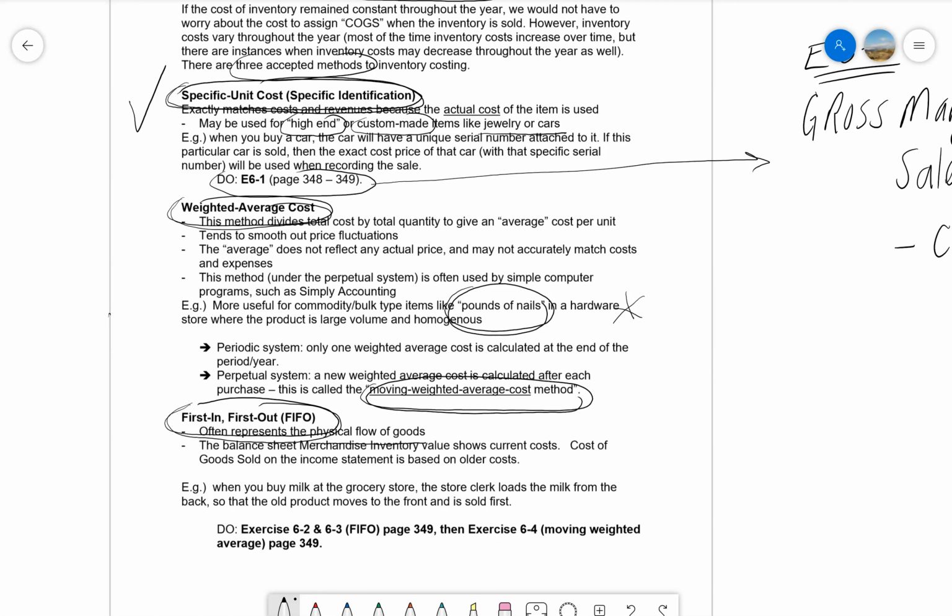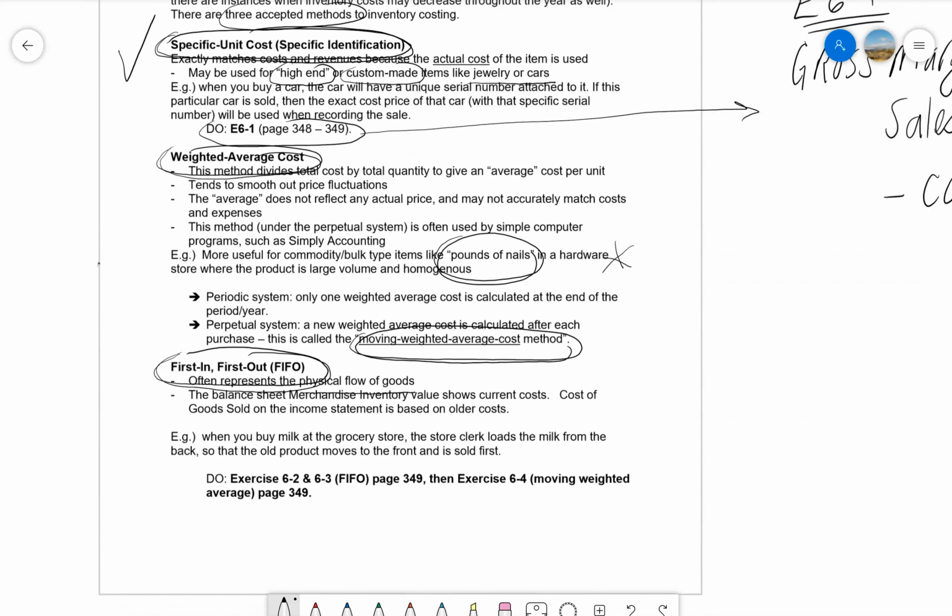And so once again, depending on the type of company, they have to choose one of these three methods. So what I want to do then is have a look at these two exercises first, 6-2, 6-3, which uses the FIFO method. And then we're going to use the same data and look at exercise 6-4. And once again, these are on page 349 in your textbook. So pause the video here, read through these three exercises, and then once you've read through the exercises, come back and we'll solve these together.